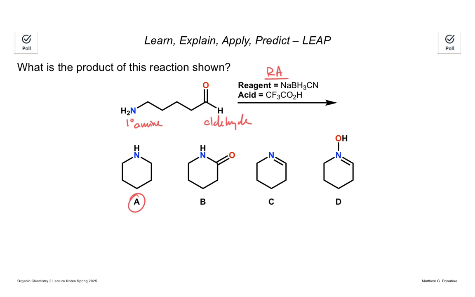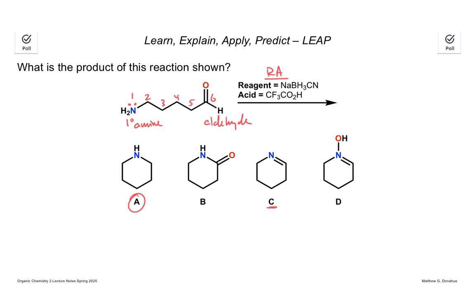So we know that the amine has to condense with the aldehyde. So if we number, we have that lone pair on the nitrogen. Let's number that as position 1, because that's going to be a nucleophile that attacks the carbonyl. So that gets us the ring size. So 6 carbon ring, or 6 atom ring.